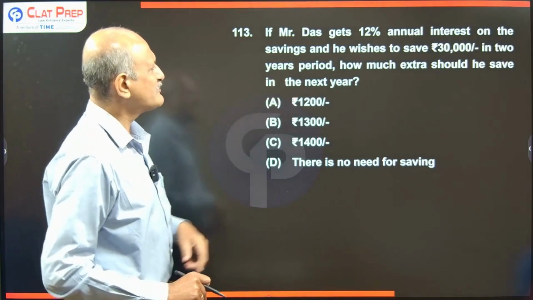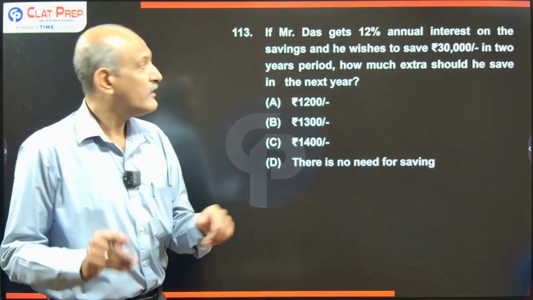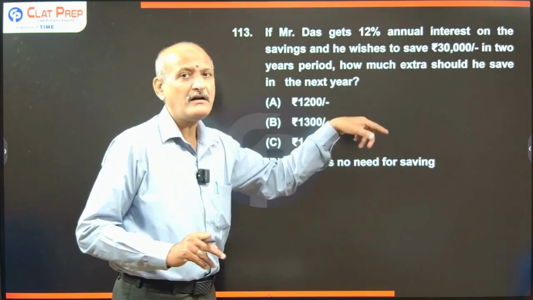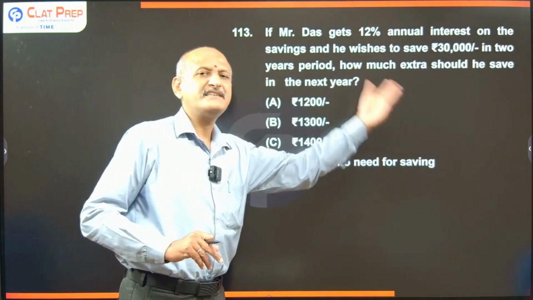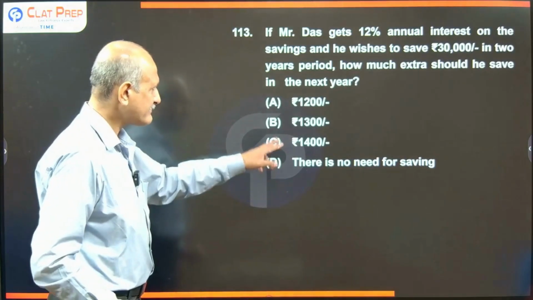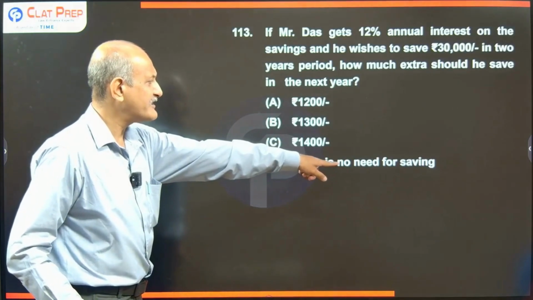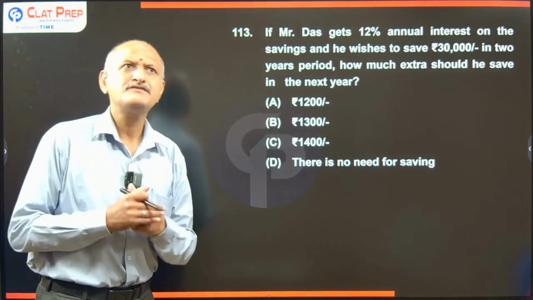Okay, how much extra should he save in the next year? The question is asking how much extra should he save in the next year, that is in the second year. We have to calculate this one. Please observe. Options are given: 1200, 1300, 1400. There is also an option, there is no need for saving here. So hence first we have to check here.